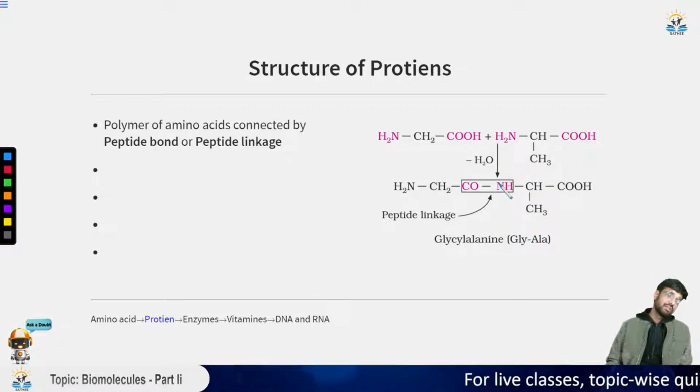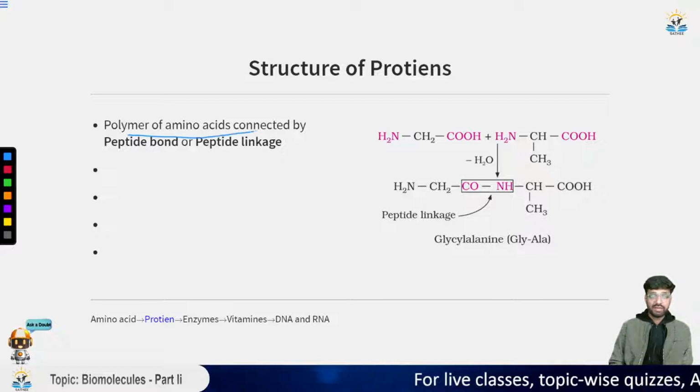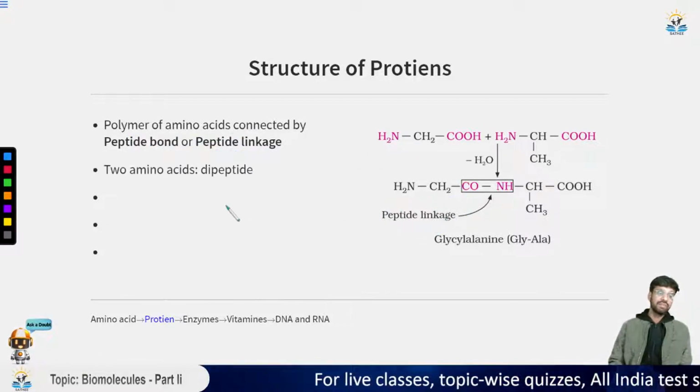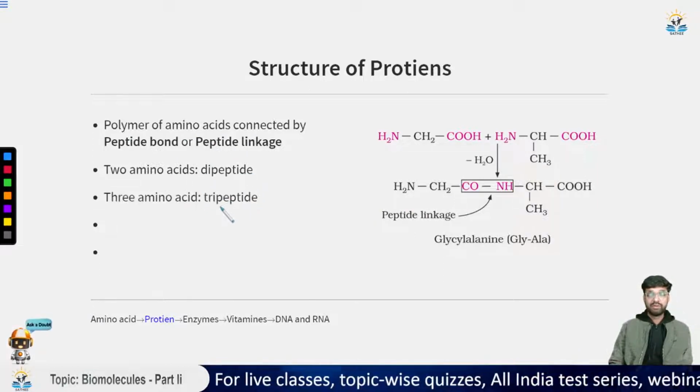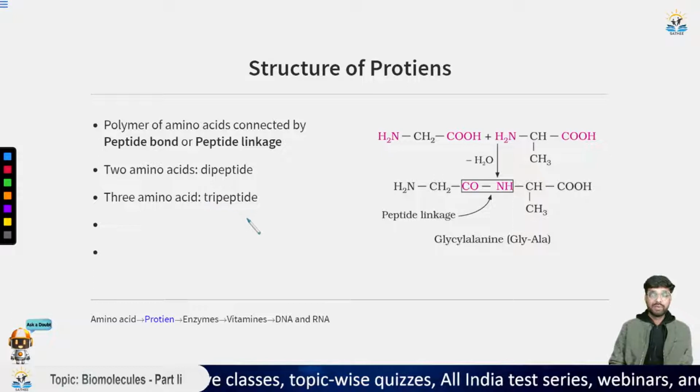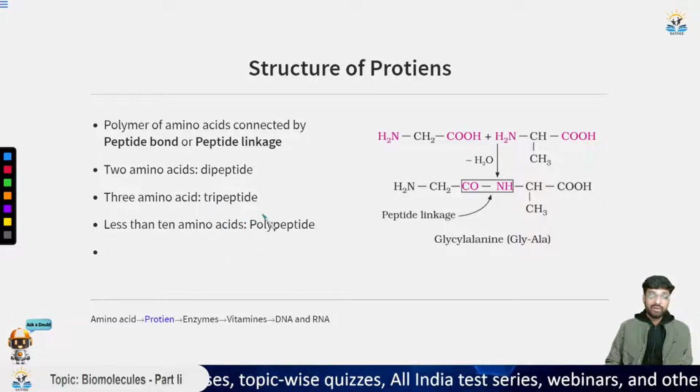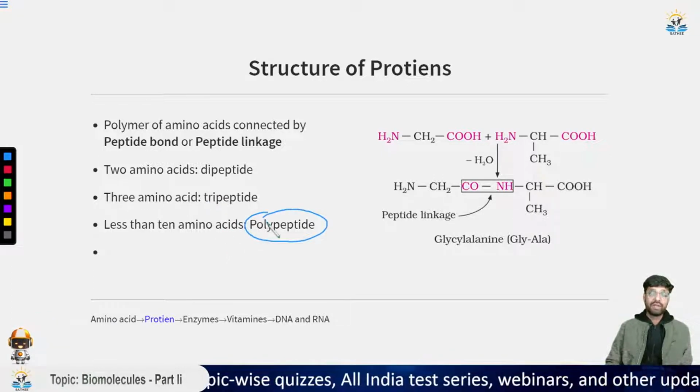So a polymer of amino acids is connected by peptide bonds or peptide linkage, as mentioned here also. Next, if two amino acids are present, it is called a dipeptide. If three amino acids are present, it is called a tripeptide. More than 10 amino acids, it is called a polypeptide.